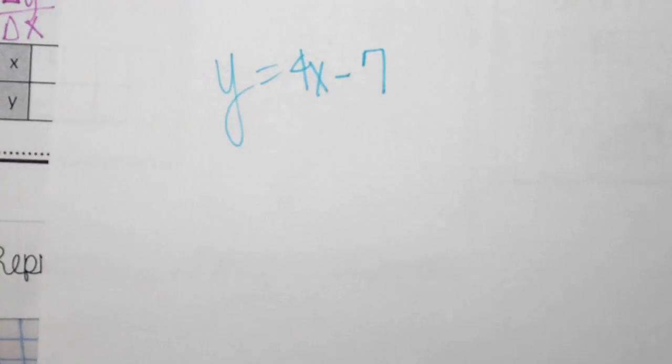Is that a direct variation? Yeah. Why? Because it says minus 7.